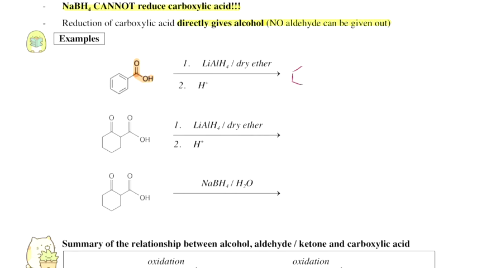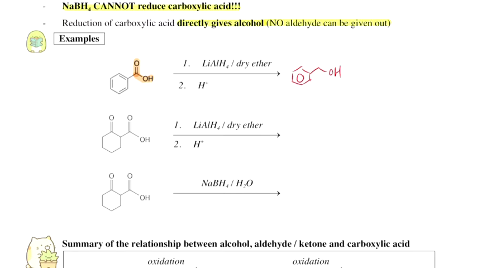So let's draw it out first. The benzyl part stays the same. However, the C double bond O and OH group will change to alcohol, the hydroxyl group. So let's draw the OH group, and make sure you fill the rest with hydrogen. Or for this case, you can draw the condensed structure as this.